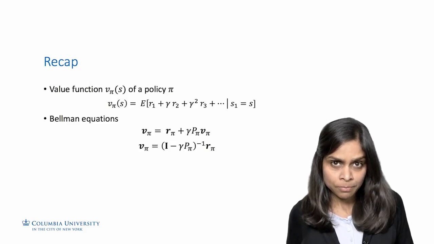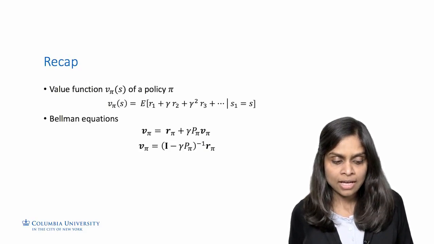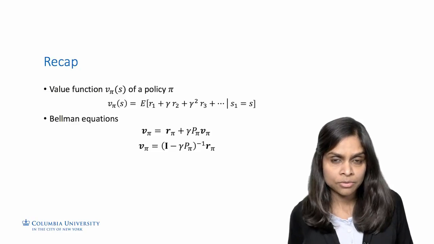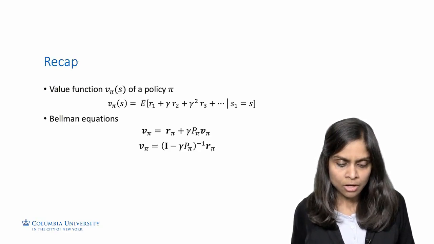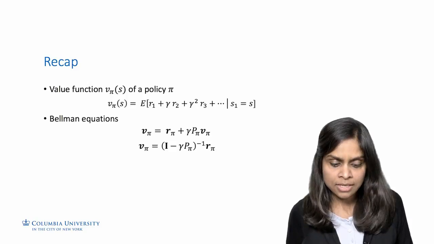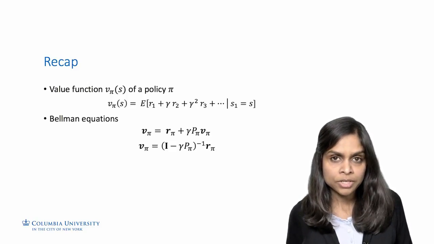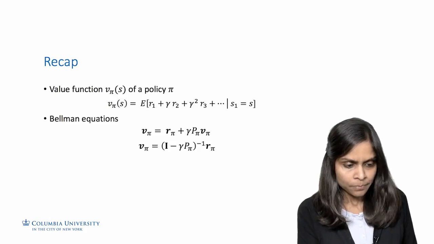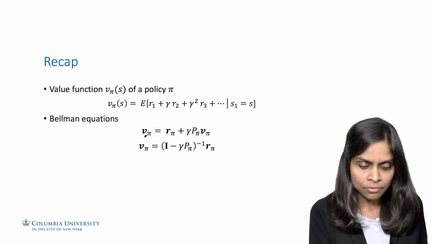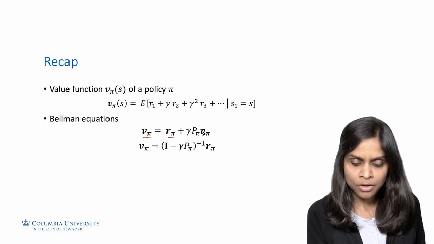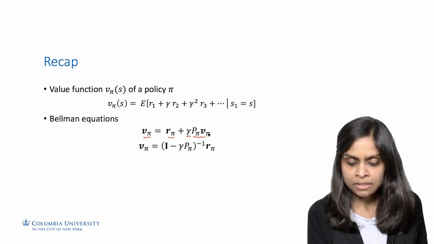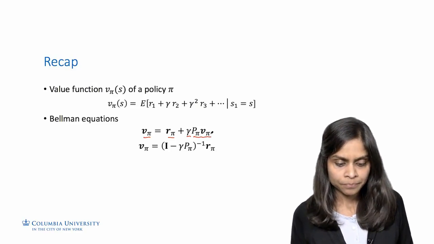The value of a policy at state S was defined as the sum of expected discounted rewards starting from state S if you follow policy pi. And we saw that the value of a policy is in fact given by recursive equations called Bellman equations, where the value of policy pi can be expressed as the sum of immediate expected rewards for that policy plus the discount times the expected value in the next state.